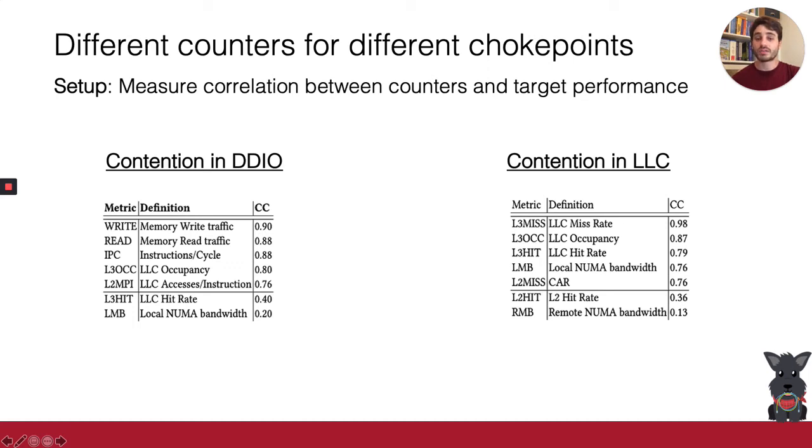To show that SLOMO needs multiple metrics, we run two different experiments and measure the correlation between each PCM counter and the target's performance. In the first one, competitors only stress the DDIO subcache, whereas in the second one, competitors stress the last level cache. In the case of contention in the DDIO subcache, we observe that the most important metrics of contention are those associated with main memory bandwidth. On the other hand, in the case of last level cache contention, LLC metrics, perhaps unsurprisingly, exhibit the highest correlation with performance. Hence, we can only conclude that contentiousness is indeed a multivariate quantity and should be modeled as such.